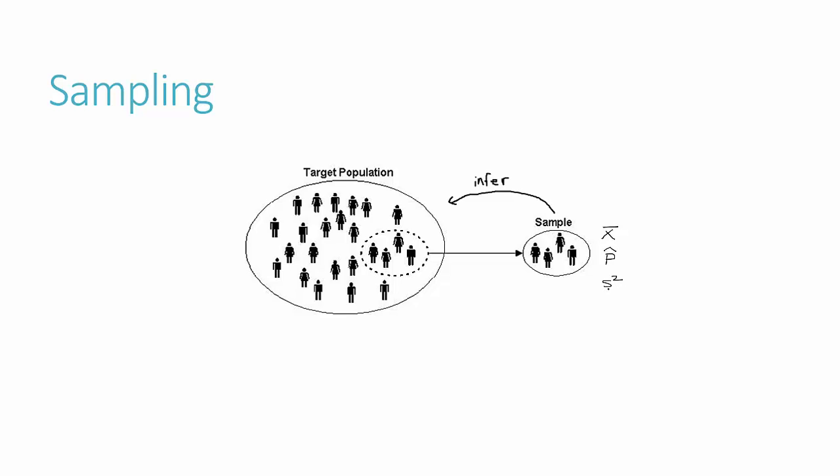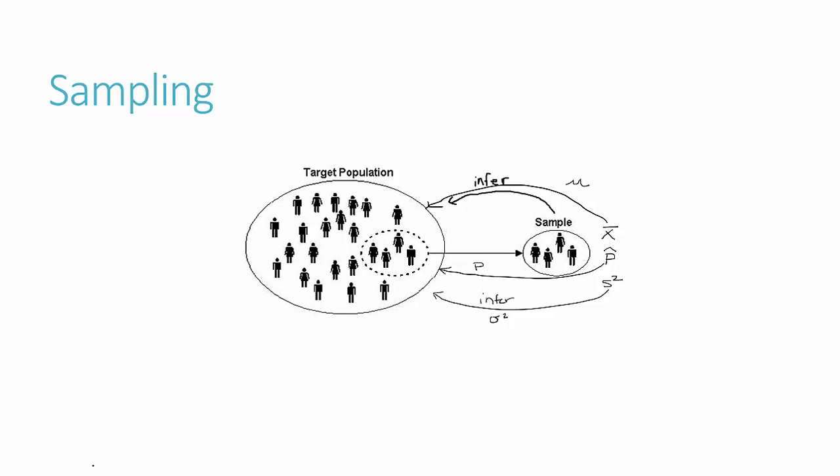So s squared is going to infer the population variance, and we use the Greek letter sigma squared for that, and p hat is going to infer the population proportion, which we use p. And x bar is going to infer the population mean, which we use mu. So all of these are unbiased. They give us a very good estimate of what is actually happening in our population.